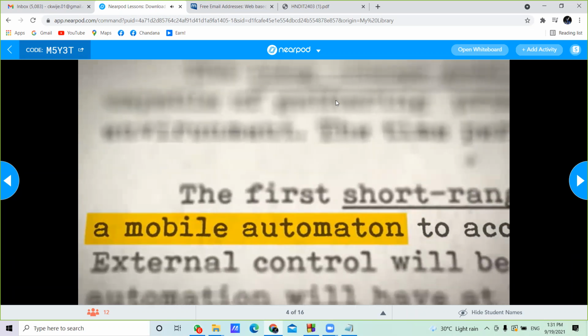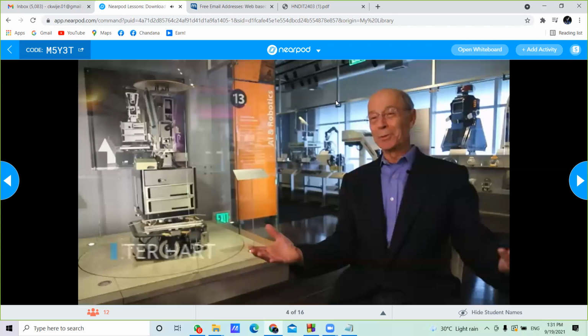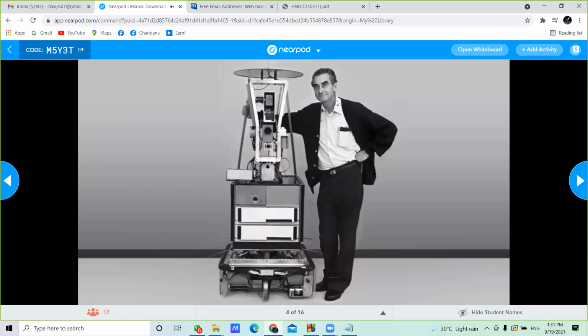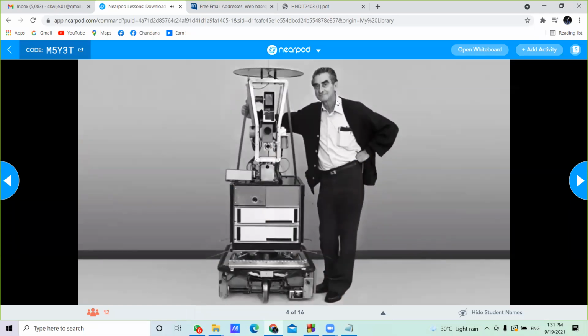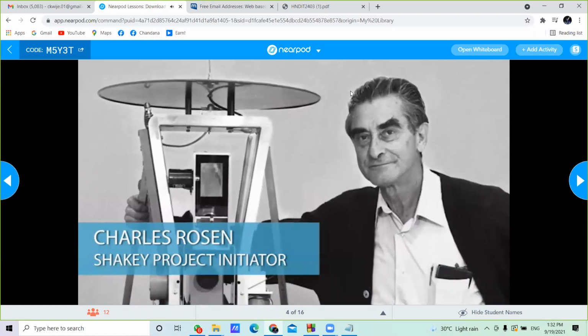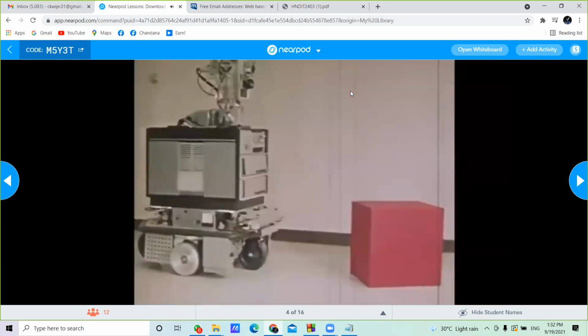And the reason we called it an automaton was because until Shaky, you couldn't go to a funding agency and say, I want money to make a science fiction kind of device. So we needed a name. And finally, Charlie, in his inimitable fashion, said, it shakes like hell when it moves. Let's just call it Shaky.